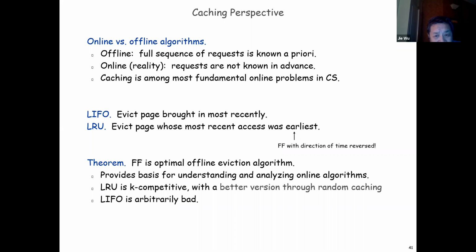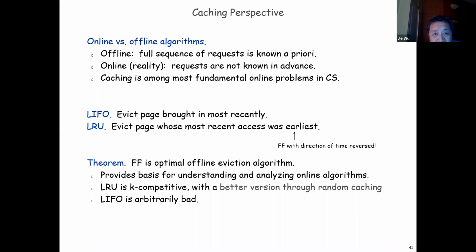All this study is very involved, but there is one surprising result. If we have time, we'll discuss. Using some kind of randomized solution, you can prove that LRU is competitive. Competitive means there is some bound compared with the optimal result. And this is actually a better version than random caching. Random caching really means you randomly evict one page. And LIFO can be arbitrarily bad. So theoretically it's not really great.